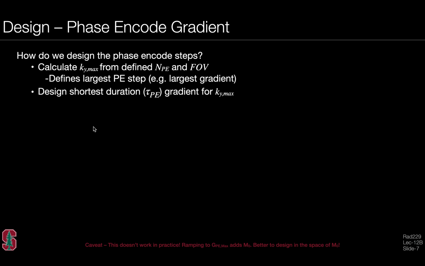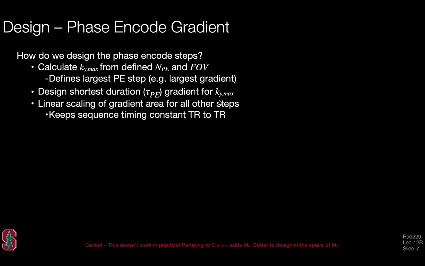We can then design the shortest duration phase encoding interval that is needed to achieve the gradient area necessary to reach KY max. And then we can linearly scale that designed gradient area for all of the other steps. And by linearly scaling the area, that keeps the sequence timing constant from TR to TR.